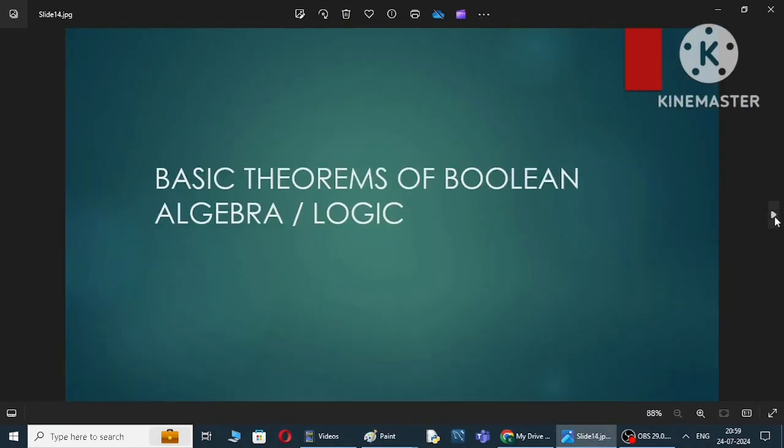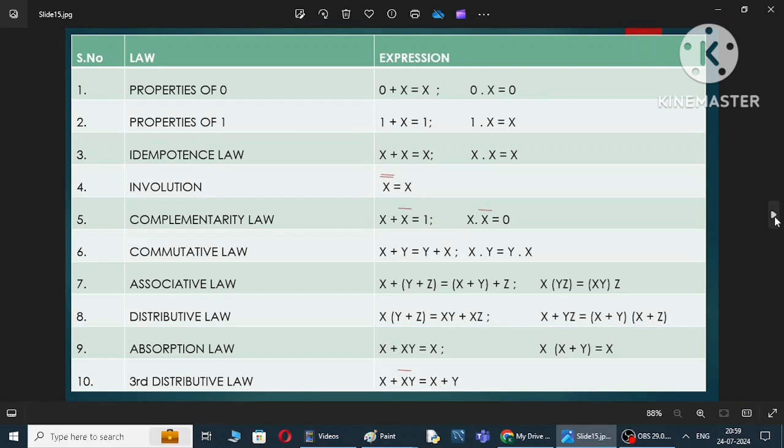Next, we will move on to the basic theorems of Boolean algebra. Now look at this. These are the 10 important laws which you have to remember. The properties of 0 and 1 are very simple. We have learnt this in the basic truth table. So whenever there is a value and 0 in addition, if any one value is x, output will be x. But regarding multiplication, if one is 0, answer is 0. So 0 plus x is x, 0 dot x is 0.